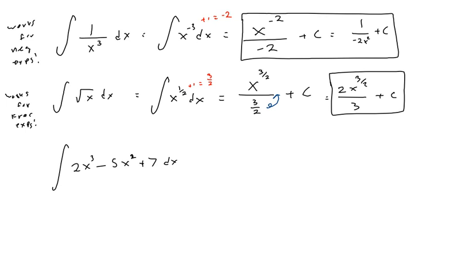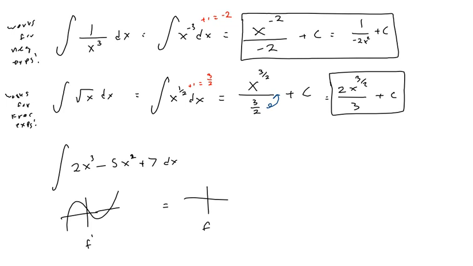X cubed minus 5x squared plus 7 dx. If I had this equation here, I want to do the integral of this equation. This is going to be some complicated cubic curve, right? We got some kind of cubic curve here. And this is my derivative. What's the original equation look like? What's the f equation look like? This is some cubic curved equation. What's my original equation look like?